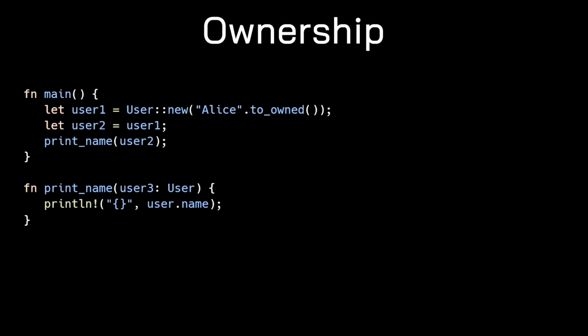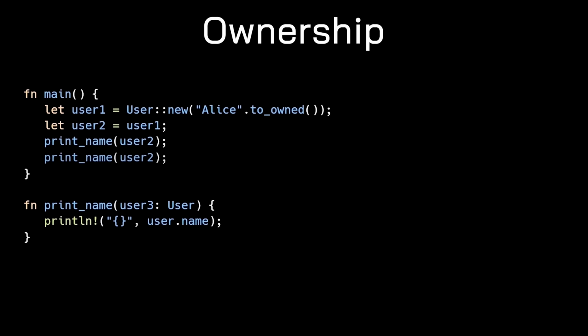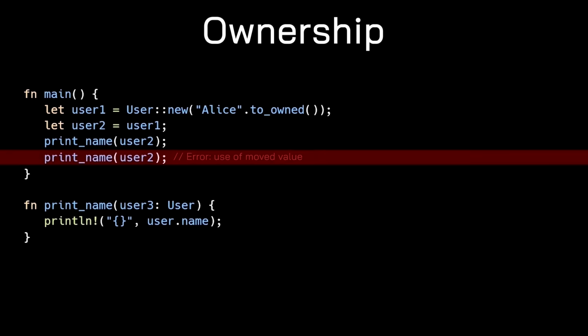Sometimes you don't want to move or transfer the ownership of a value. For example, let's say we wanted to call printName twice. In this case, attempting to call printName the second time is not allowed because the ownership of the underlying user value has already been passed to the user3 argument inside the printName function during the first call to printName.